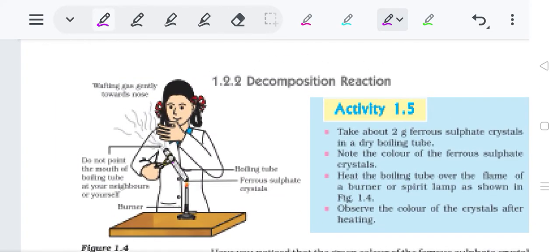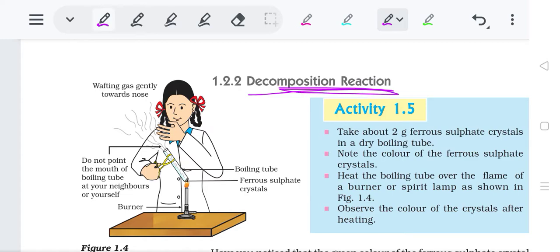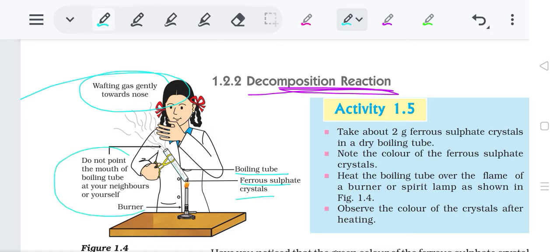Then you have the decomposition reaction. First we have this activity. Waft gently, boiling tube with ferrous sulfate crystals. So we are heating ferrous sulfate. When we burn it, we'll get ferric oxide plus sulfur dioxide plus sulfur trioxide.